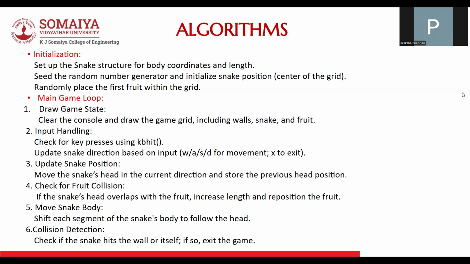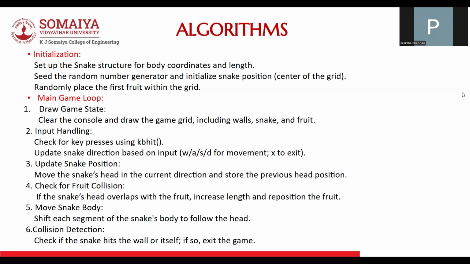Third, update snake position. Move the snake's head in the correct direction and store the previous head position. Fourth, check for fruit collision. If the snake's head overlaps with the fruit, increase length and reposition the fruit. Fifth, move snake body. Shift each segment of the snake's body to follow the head.